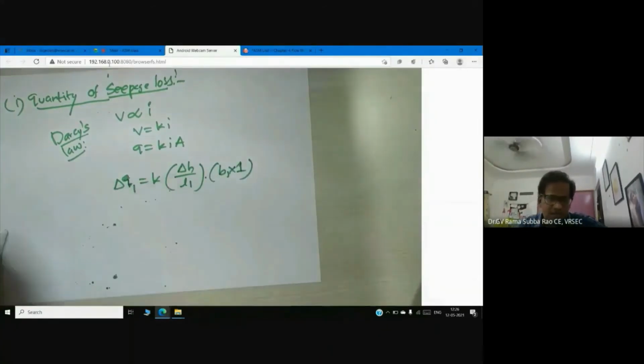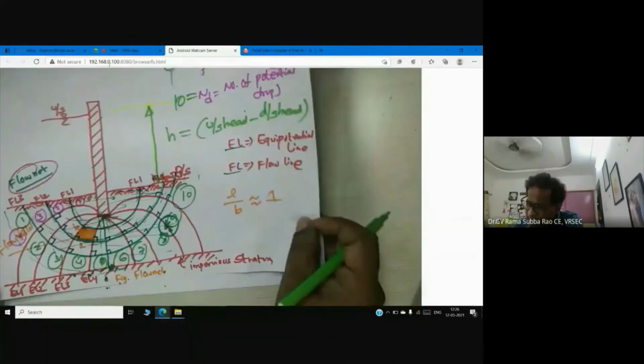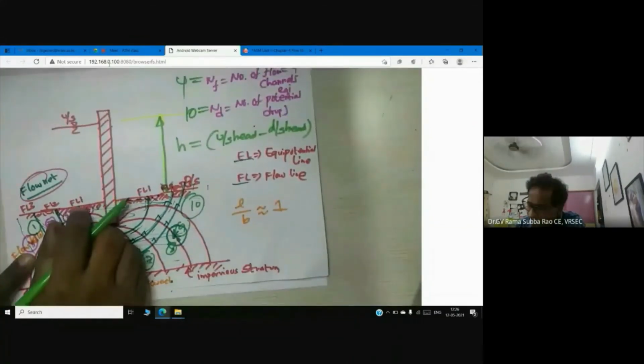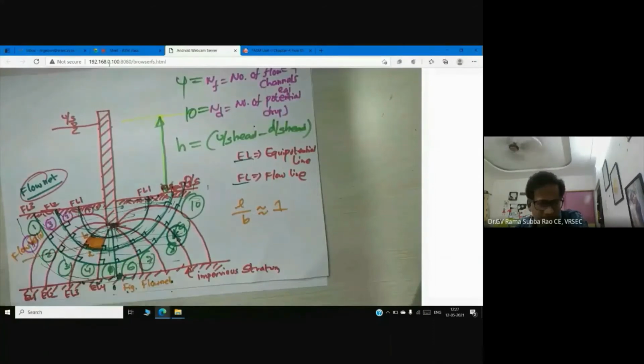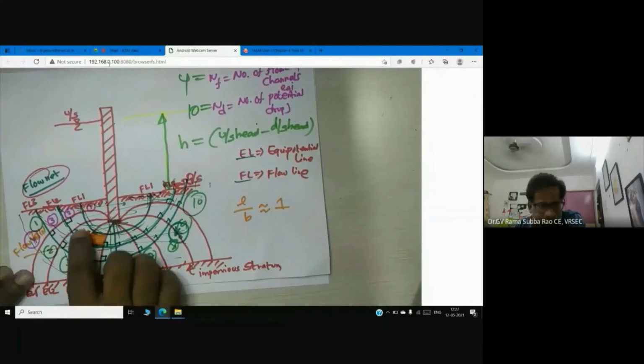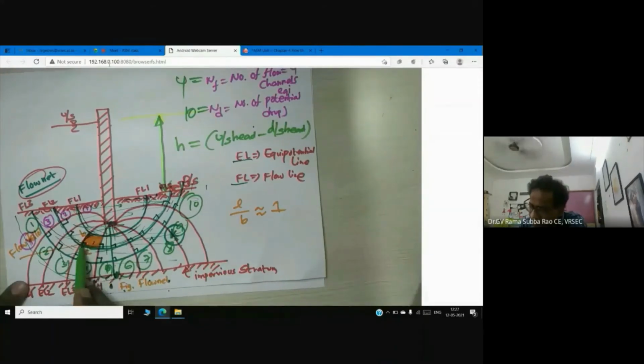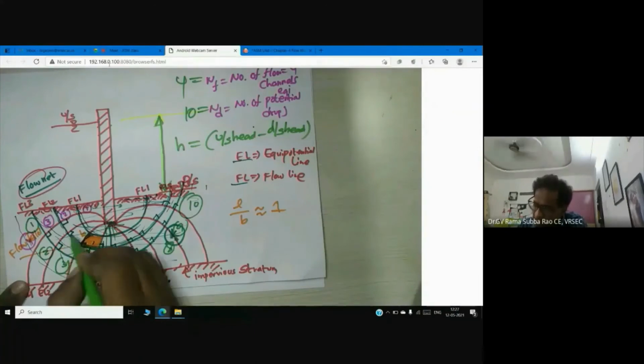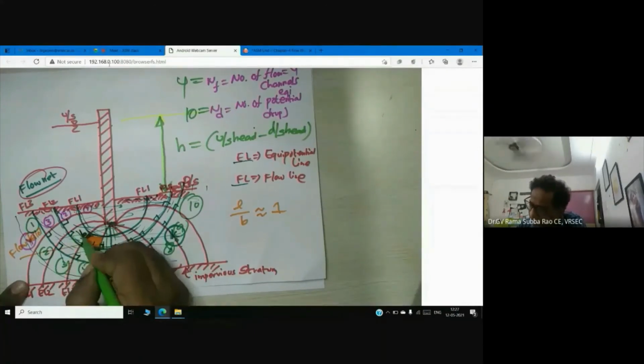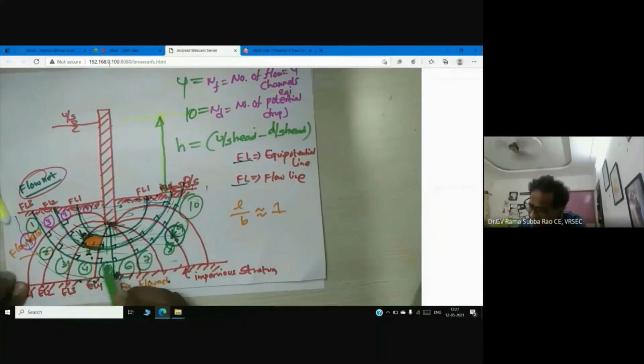You can ask me, sir, how did you get this equation? You see, I have considered one flow field. Maybe my hands are interrupting your visibility. Here you see, this is the flow field. So consider this one. Here you can see L, here I can see B. So this is the amount of water entering, and it is the amount of water coming out from this flow field.